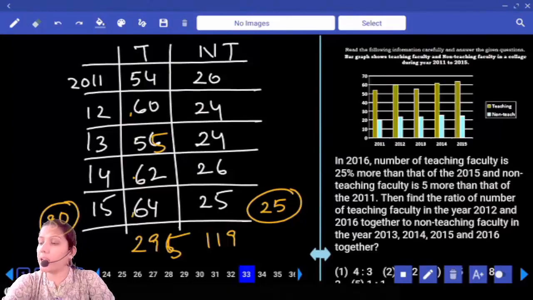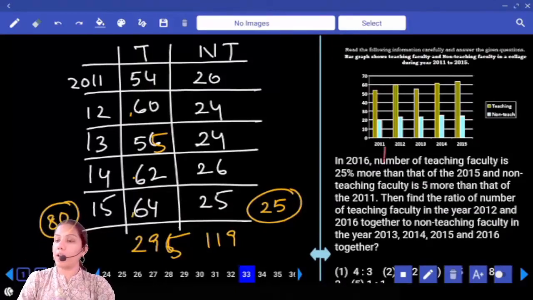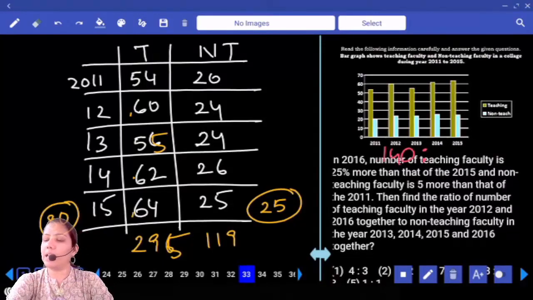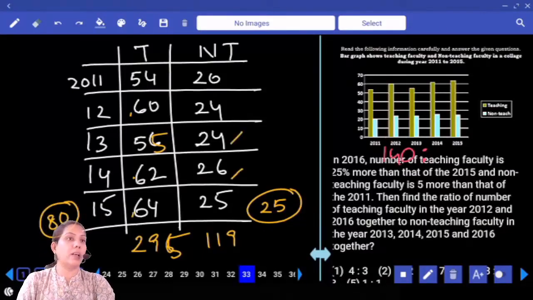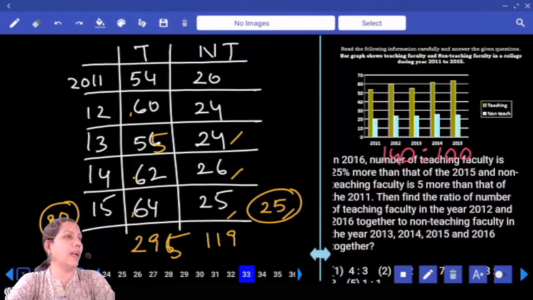Next, find the ratio of the number of teaching faculty in the years 2012 and 2016 to the non-teaching faculty in the years 2013, 14, 15 and 16. 2012 teaching faculty is 60, 2016 is 80, 60 plus 80 is 140. Non-teaching in 13, 14, 15, 16: 24 plus 26, 50, 25, 25, 50, 50 plus 50 is 100. What is the ratio between 140 and 100? 7 is to 5. 7 is to 5 is the answer.